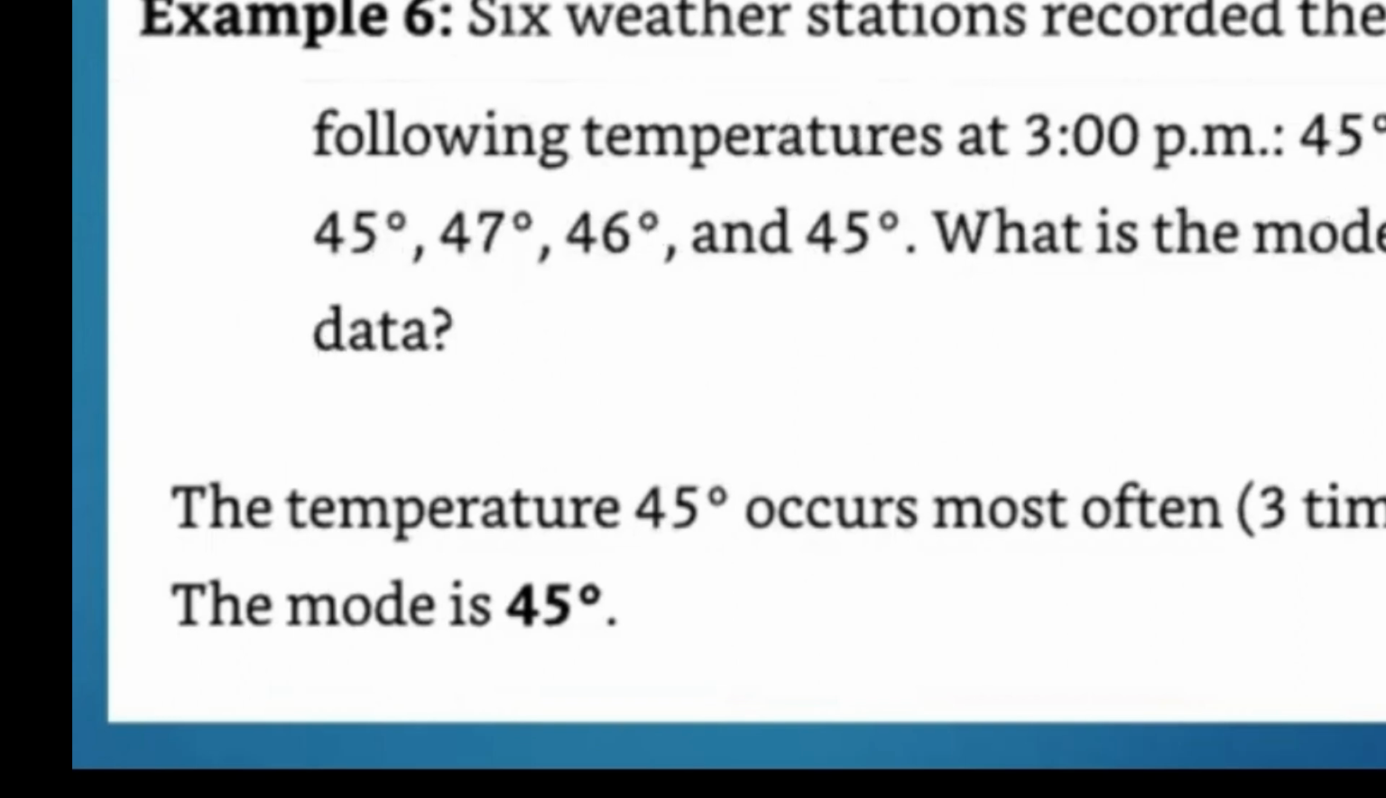If we were trying to find the median, well, we would have to rearrange these numbers. So we would write down 44 first, then we would write down 45 3 times, because 45 occurs 3 times, and then 46, and then 47. And then we would go to the middle 2 values, because 6 is an even number. We would add the middle 2 values together and divide by 2, and that would give us our median.